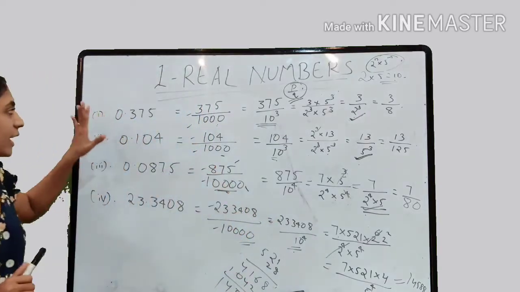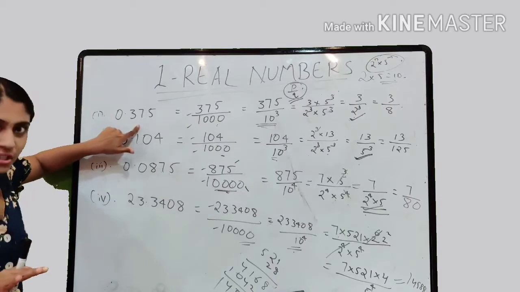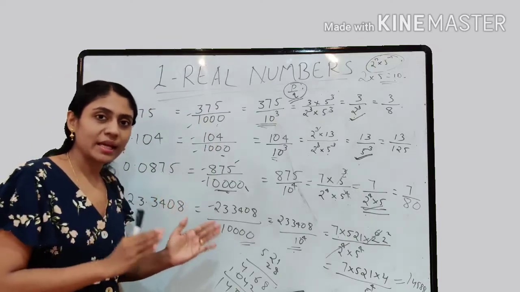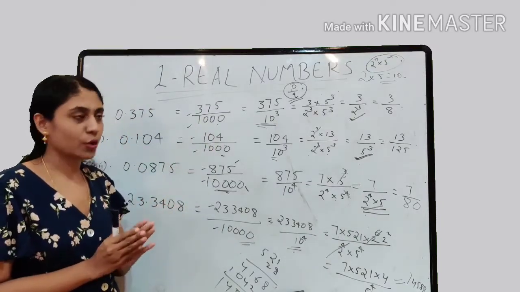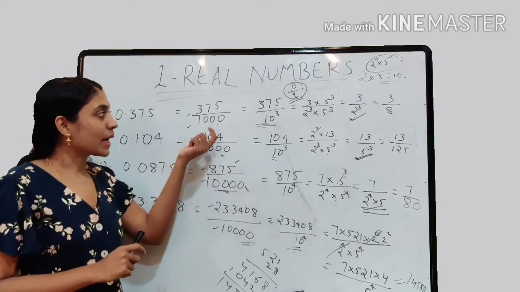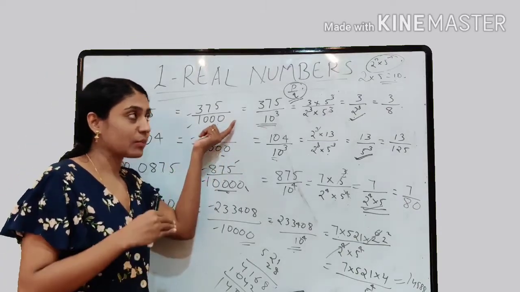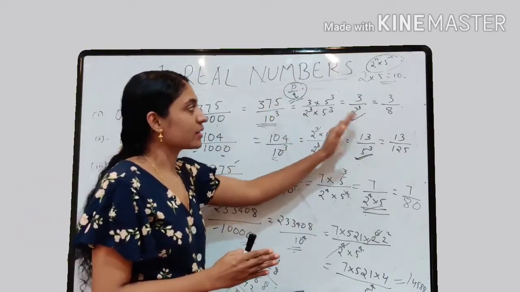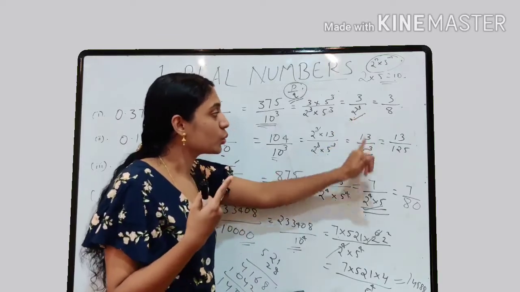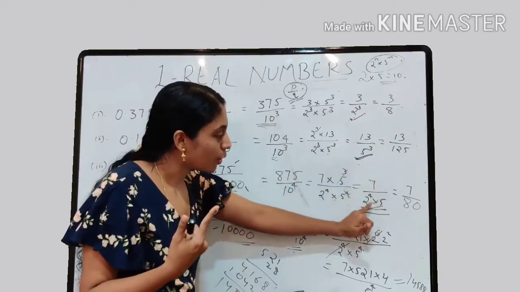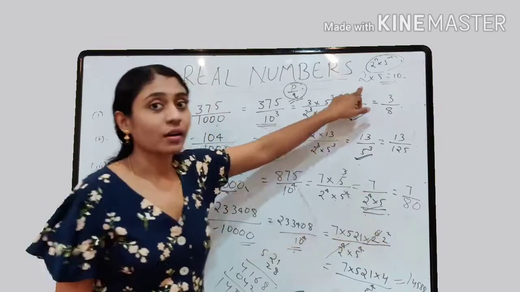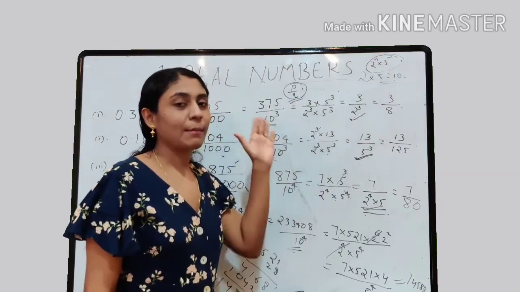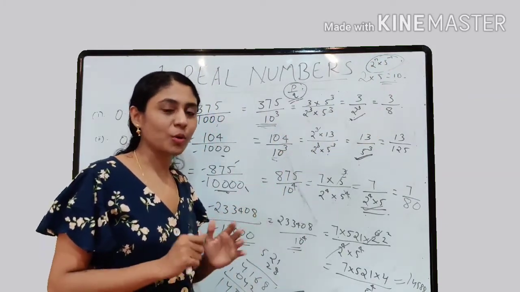Once again, any real number whose decimal expansion terminates can be expressed as a rational number of the form p by q, where p and q are co-prime and q is not equal to 0. q is the denominator, right? And the prime factorization of the denominator, or the prime factorization of q, will have the prime factors in the form of powers of either 2 or 5 or both. In general, it can be written in the form 2 raised to n into 5 raised to m, where m and n are non-negative integers.